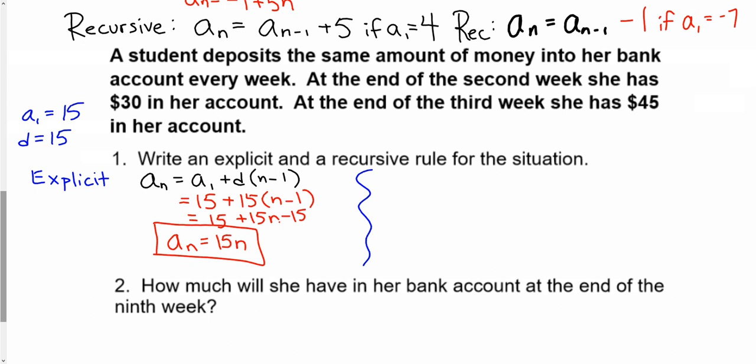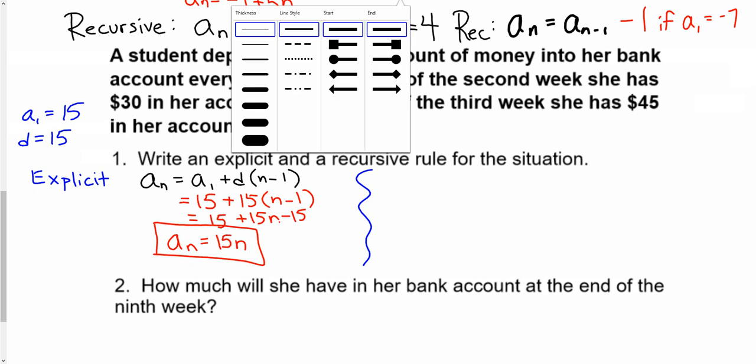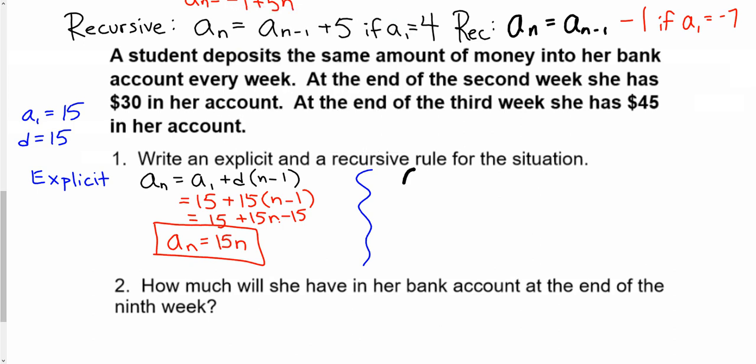Okay. Now for the recursive rule. Guys, the recursive rule, especially when you know it's arithmetic, always start with this. A_n equals A_(n-1). To write the recursive rule, all you do is throw the common difference at the end. What's the common difference? 15. And then also define what the first term was. A sub 1 is 15.